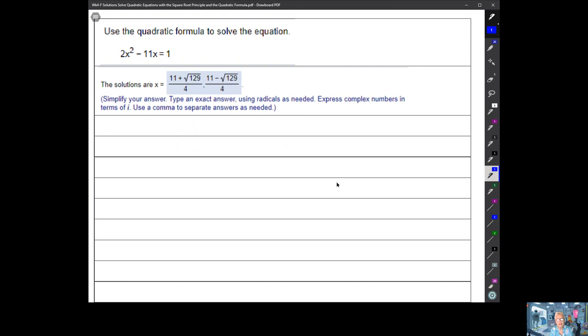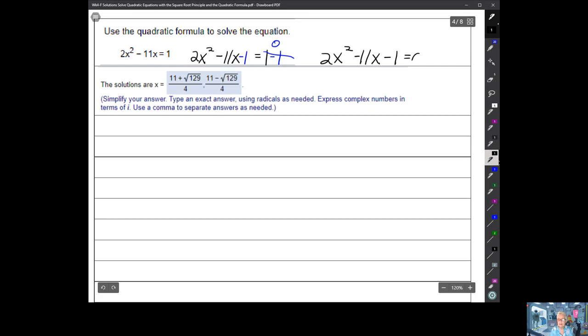Well, now, when I solve with the quadratic formula, when I have a quadratic term, a linear term, and a constant term, I do have to pull everything over and set it equal to zero. I have to use the zero principle. So take 2x squared minus 11x equals 1. I subtract 1 from both sides, and what that gives me is a 0. So I have 2x squared minus 11x minus 1 equals 0.